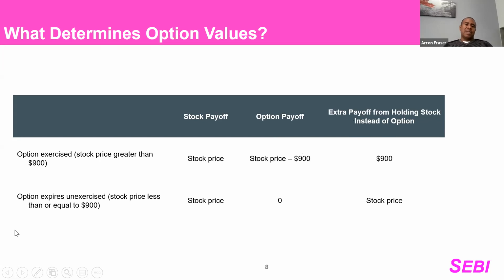If the stock price is less than the $900 you would have paid, then the stock payoff remains the stock price, whatever is open in the market, but you don't exercise the option. You just allow the option to go, so it will have zero payoff. And the extra payoff from holding the stock instead of the option would be the stock price. So that just summarizes what we looked at in the two previous examples, and it tells you exactly what the option payoff would be, and what the extra payoff from holding the stock instead of the option would be.